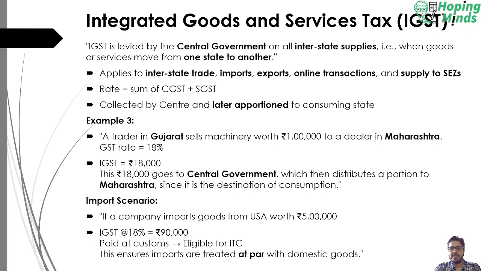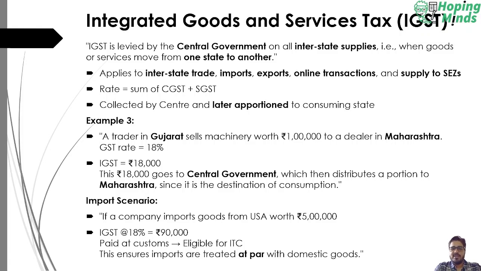Integrated Goods and Service Tax, that is IGST. IGST is levied by the central government on all interstate supplies. That is, when goods cross the boundary of one state, this is an IGST transaction and taxes will be collected under the head IGST. Similarly, if service is provisioned from one state to another, this also attracts IGST. It applies to interstate trade, imports, exports, online transactions, and supply to SEZs, that is Special Economic Zones.